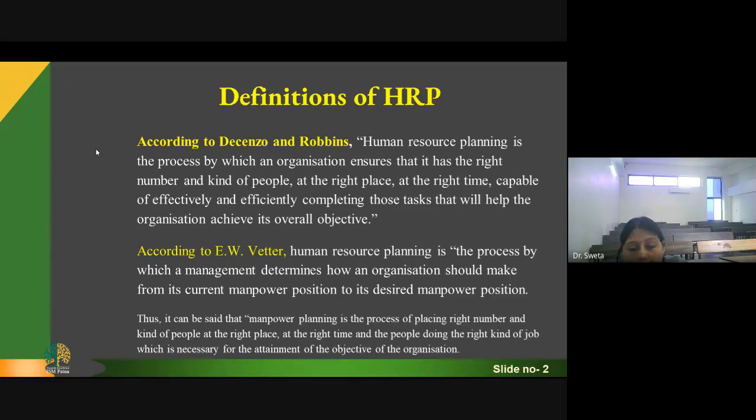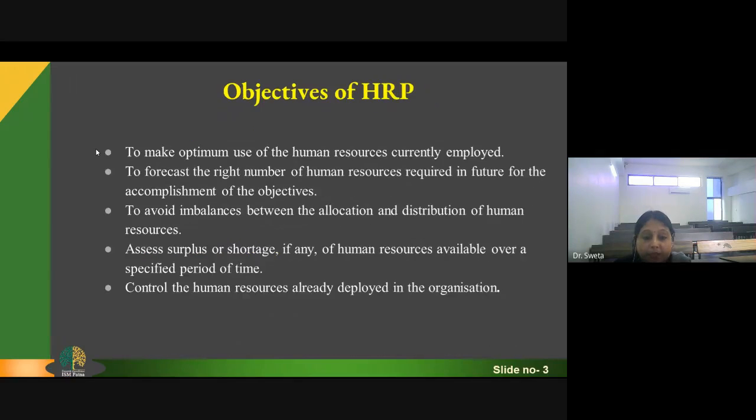In very short, if we talk about human resource planning, what is HRP? It means planning of human resources. Now, planning of human resources means we are trying to place the right number of people at the right place and at the right time. At the right place means we are trying to identify which personnel will be fit for this particular job, and at what time he needs to be recruited in the organization for the successful attainment of the objective of the organization. So this is HRP.